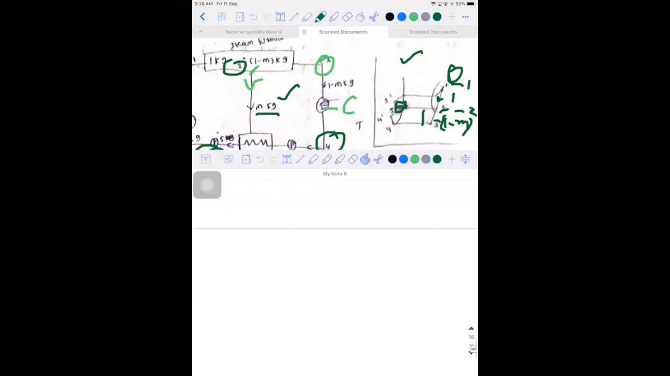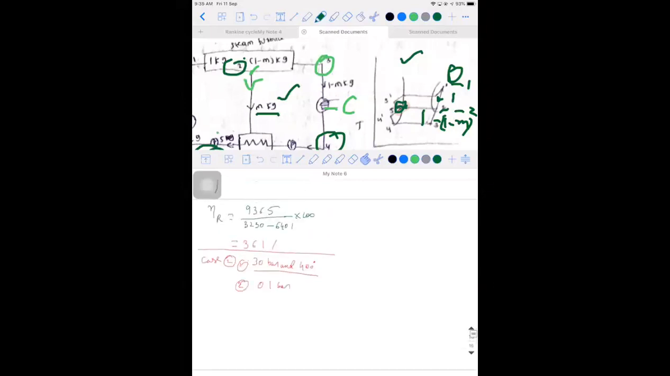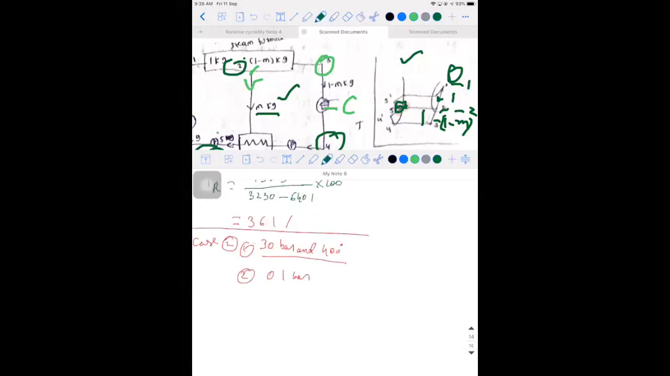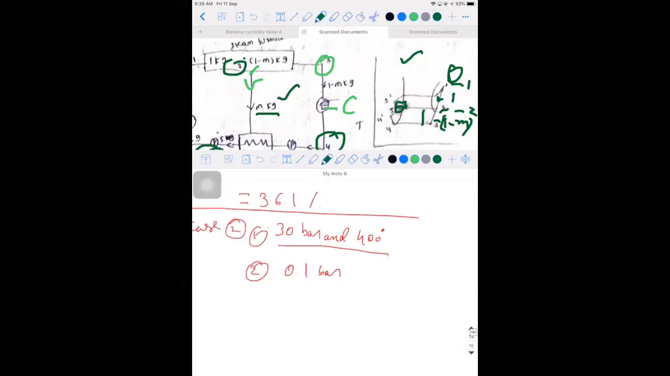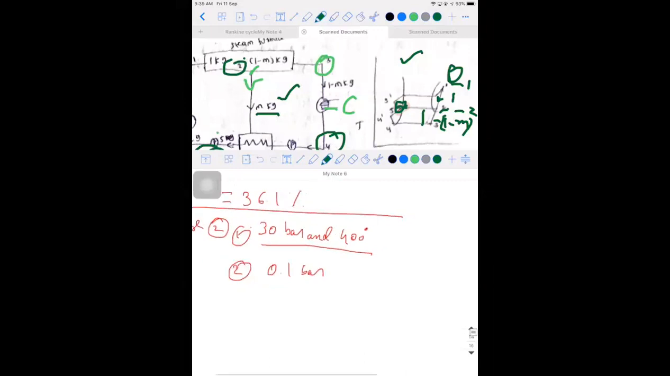Yes sir, case 2. Here I write down: without regeneration. So the corresponding drawing I'm going to draw. P1 is equal to P4 and P2 is equal to P3. Now we'll go with the simple Rankine cycle. I'll go to the next.